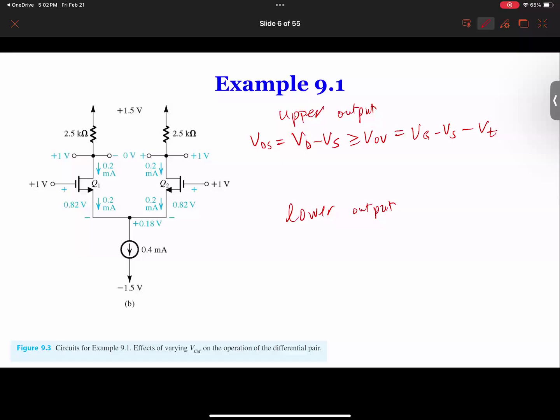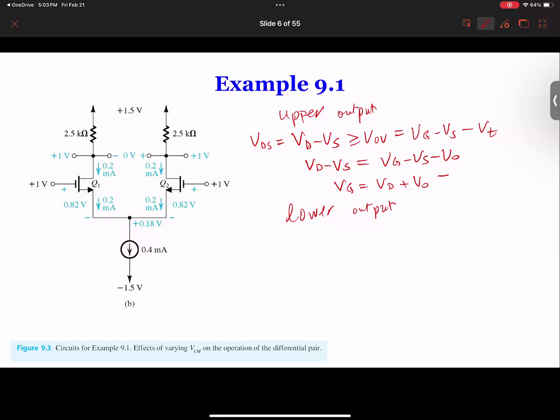In this equation, you will find that if I rewrite this into one line, I get VD minus VS equal to VG minus VS minus VT. So on both sides you have VS, right? And both minus signs. So the VS cancels. And then we move VG to one side and everything else on the other side. We have VG equal to VD plus VT. And what is VG? Well, VG is basically VCM. So VG is here, so VCM. That's your upper limit.